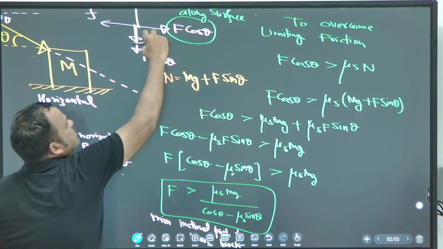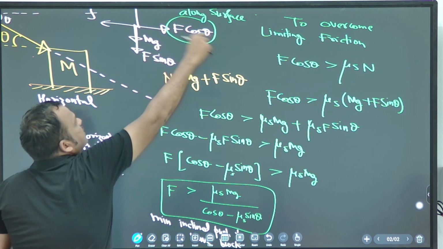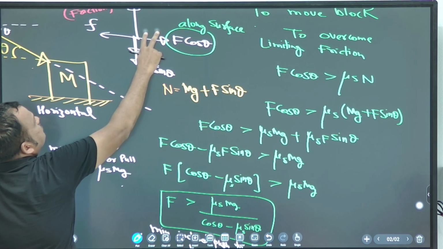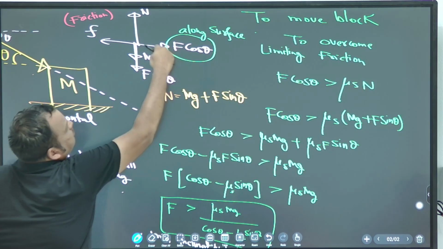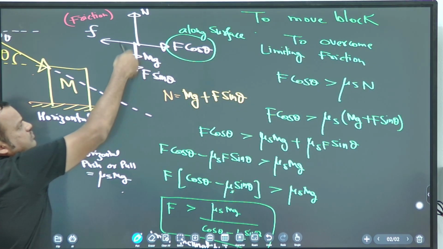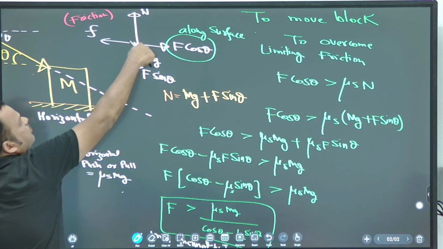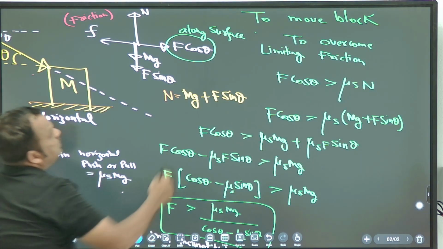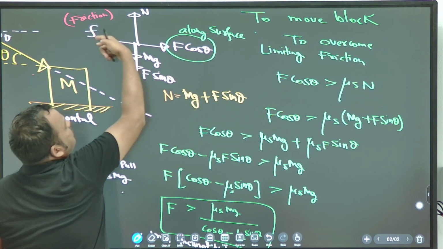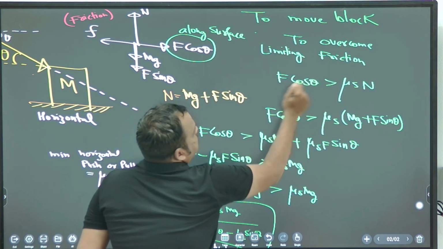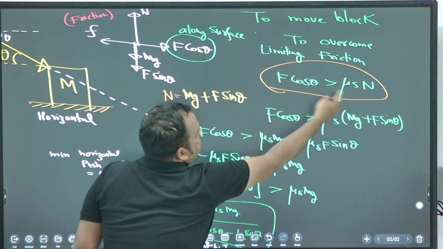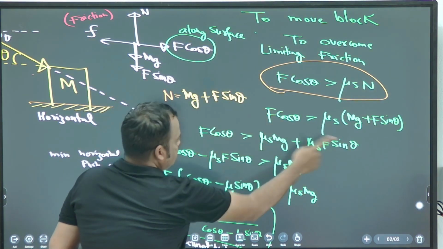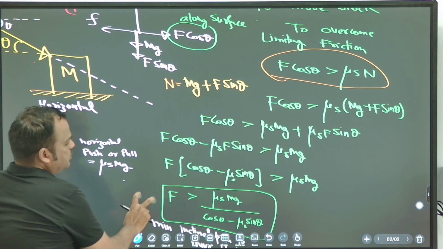So f cos theta is acting to the right side, f sin theta downward, normal upward, mg downward, understood? And friction is left. So f cos theta must be greater than mu s n, where n is mg plus f sin theta. Solve, solve, solve. This is the formula.